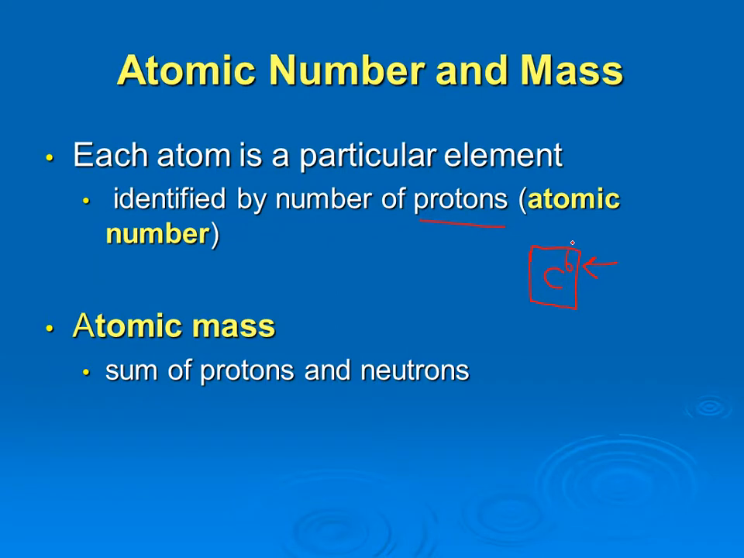Well, it turns out that if you have 6 protons, you also have 6 electrons, provided that this atom is uncharged, that it doesn't have any charge associated with it. The atomic mass, you can think of almost like a weight.